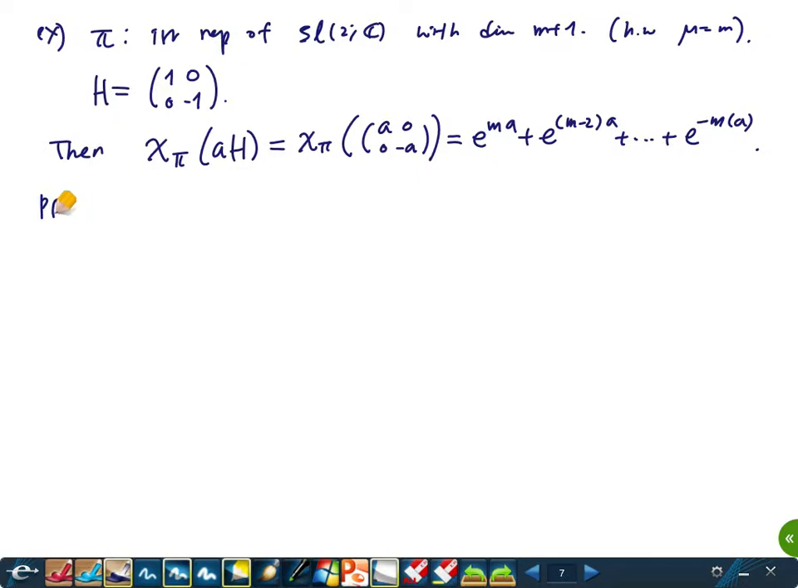Proof. By the way, another way to write this is sinh of (m plus 1)a over sinh of a, but this is just elementary algebra.